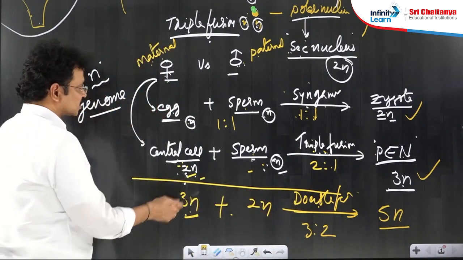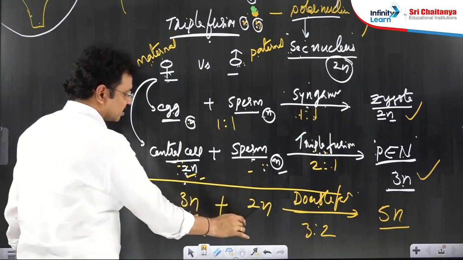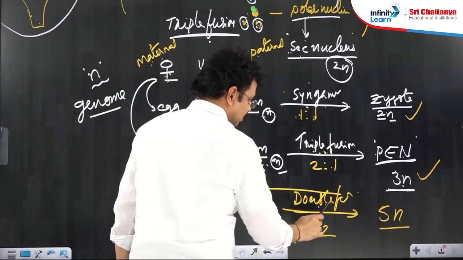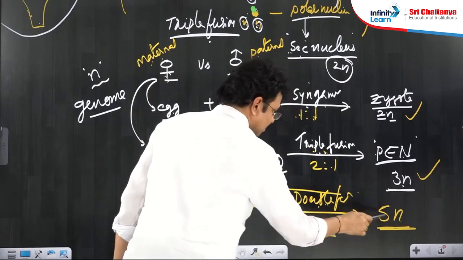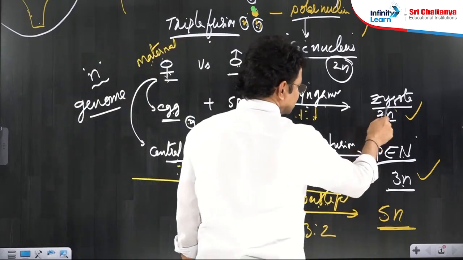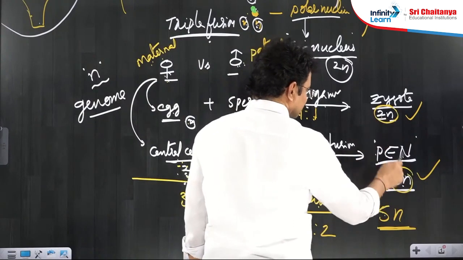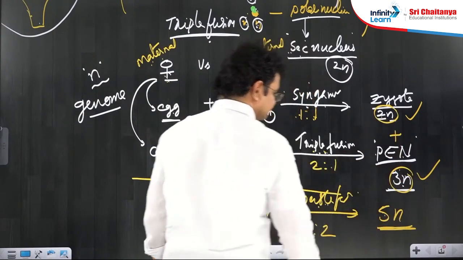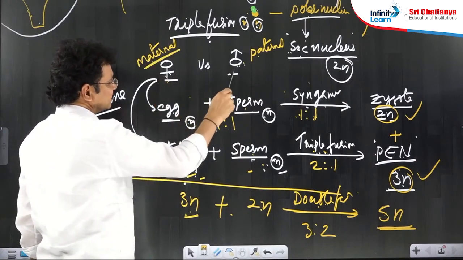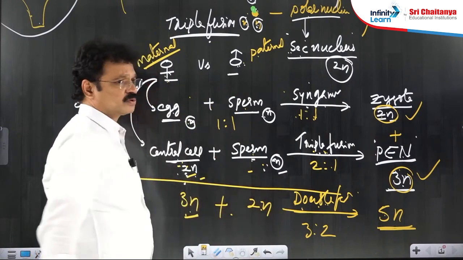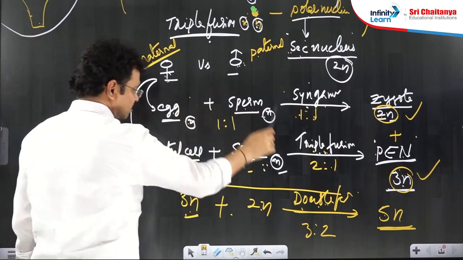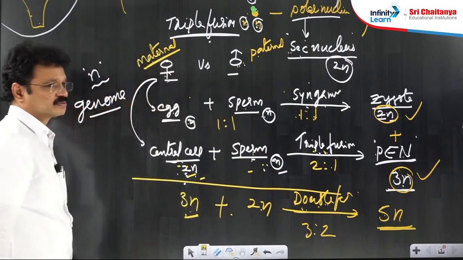Finally, 3 genomes are contributed from the female parent, and only 2 genomes are contributed from the male parent, in double fertilization to form the 5N condition. The zygote is in 2N condition, the PEN in 3N condition, total 2 plus 3, 5. So the contribution from the mother side is greater than that of the father side in double fertilization. The contribution of the female is greater than that of the male in double fertilization of angiosperms.